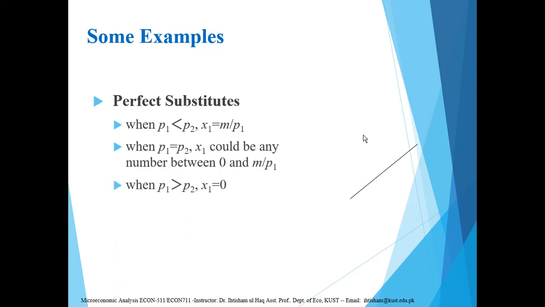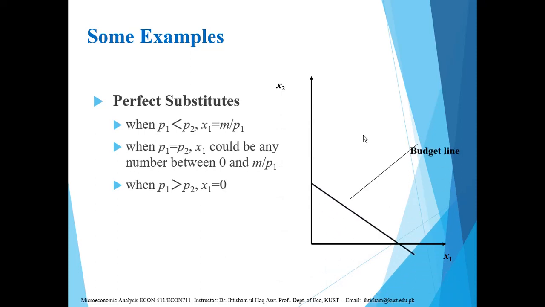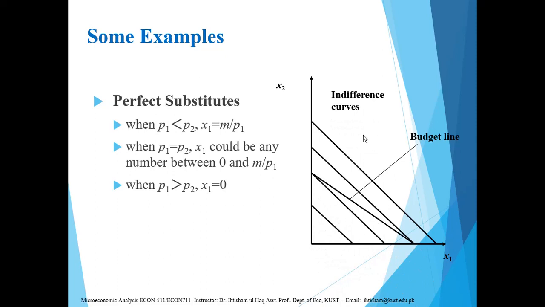Now in another case, if P1 is greater than P2, the quantity demanded for x1 equals 0. This is the budget line. These are the indifference curves. Now if you look into the indifference curves in the case of perfect substitute goods, these indifference curves are straight lines.